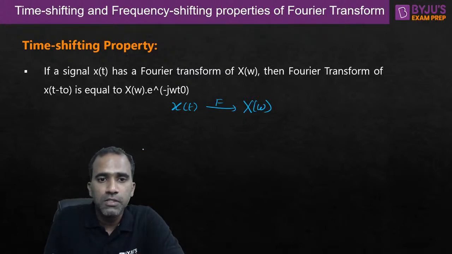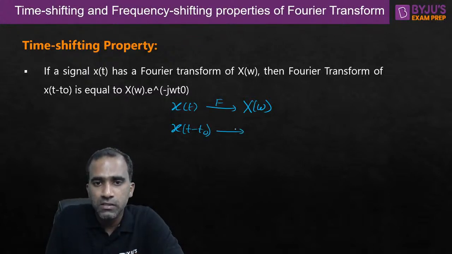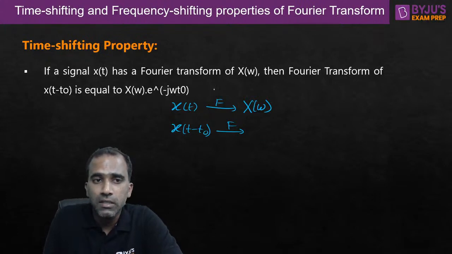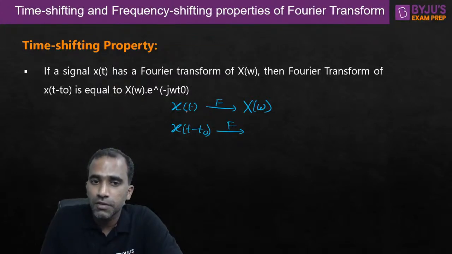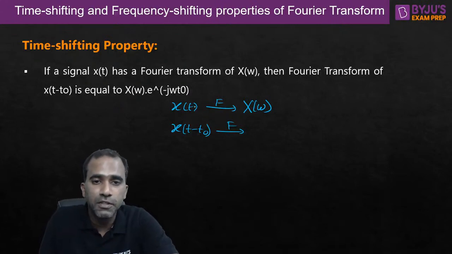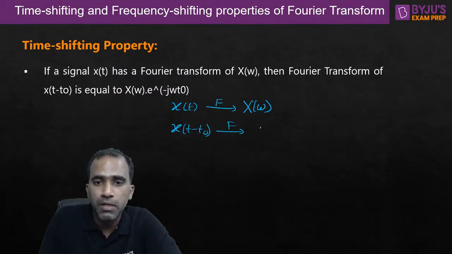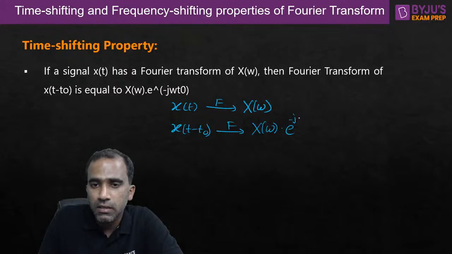Then the Fourier transform of x of t minus t naught: if you know the Fourier transform of this, you can find the Fourier transform of this easily by using the time shifting property. If you know a Fourier transform pair, you can find the Fourier transform of any shifted version of it. If you shift it towards the right side or left side by any amount, you can find the Fourier transform very easily using this property, and that is X of omega into e power minus j omega t naught.